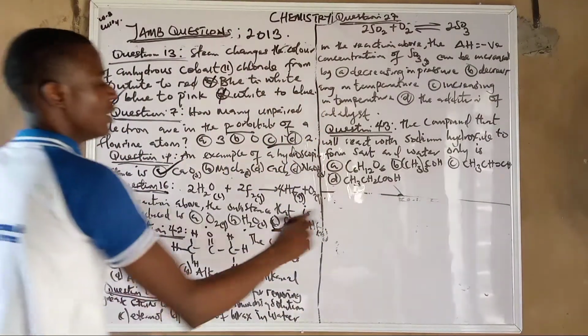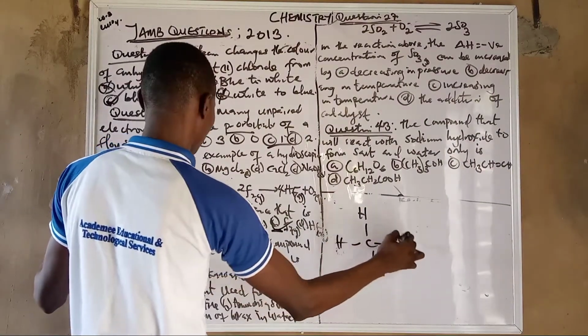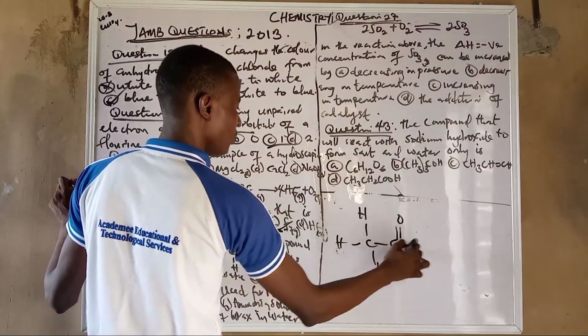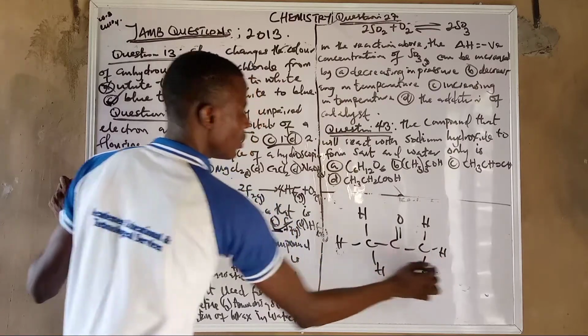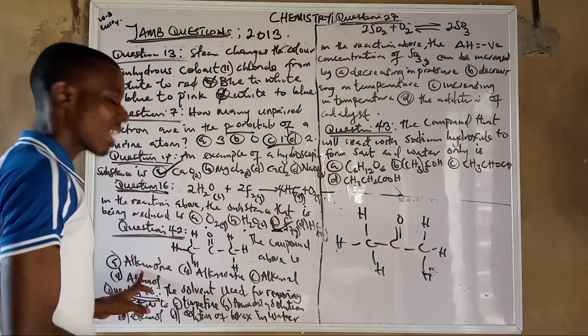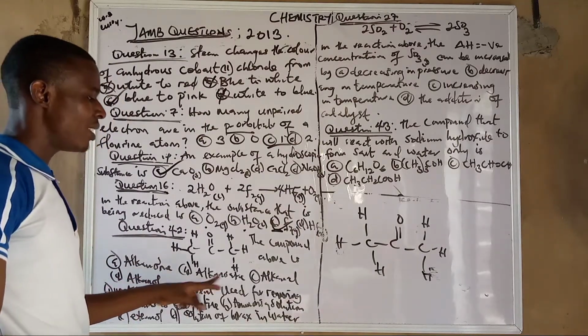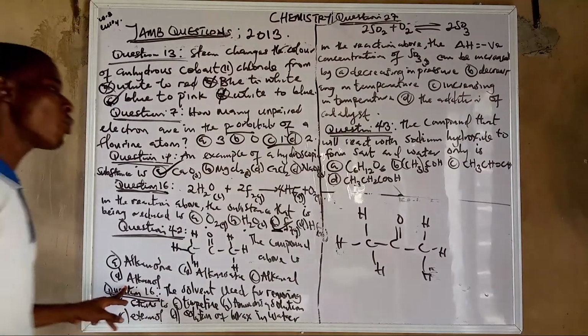The next question is from organic chemistry. We have this compound, and we are told to name it. The compound above is A. Alkanone, B. Alkanoate, C. Alkanal, D. Alkanol.